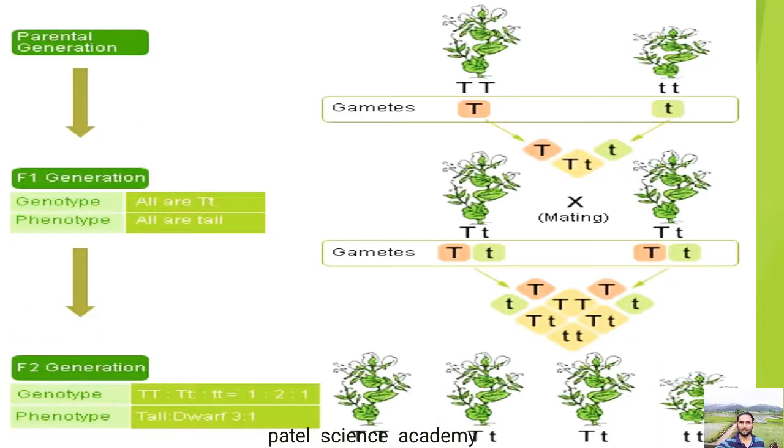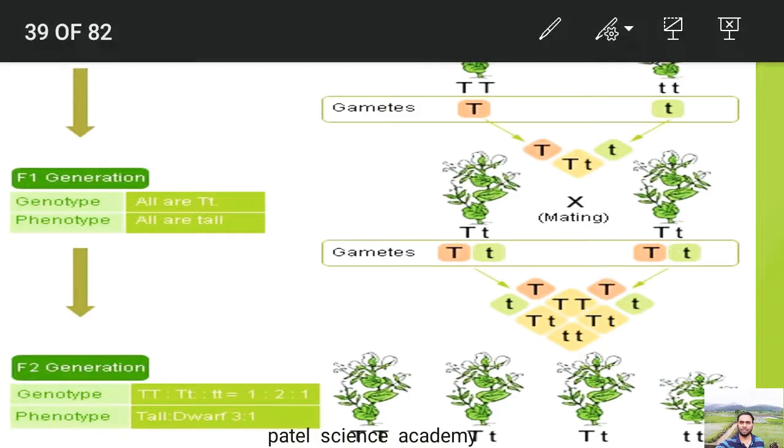So this is that cross, dear students. I'll try to explain it in the easiest way. In this cross there are two parents, one with a capital T and one with a small t. The small t parent has short height, meaning it is dwarf, and the capital T parent has tall height.